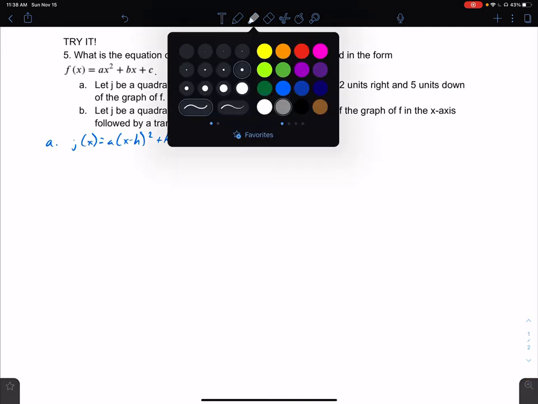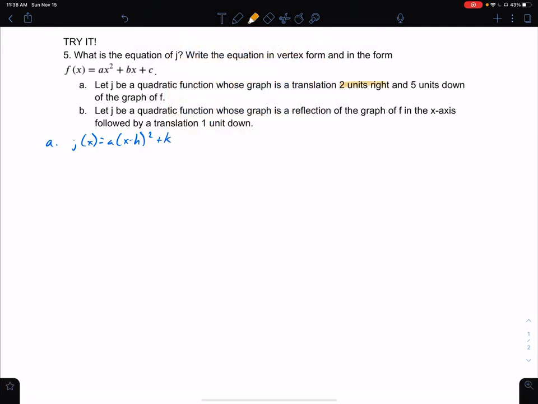And two things we want to look at here are that it's going 2 units right and 5 units down. So remember, this is going to determine my h, left, right is h, and up, down is my k value. So J of x would be equal to a times x. H is going to be 2 units right, so it's the opposite of what we would think. That means we're going to subtract 2. And then k is going 5 units down, so that's straightforward. We're just going to subtract 5.